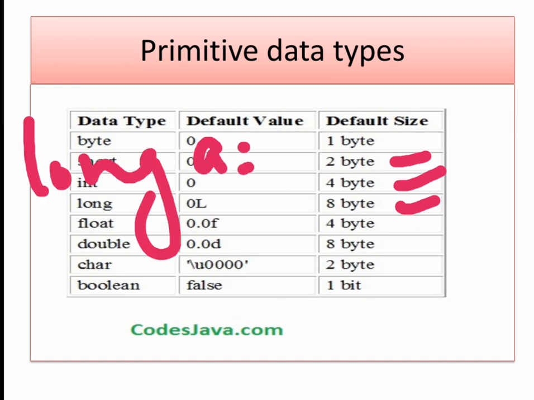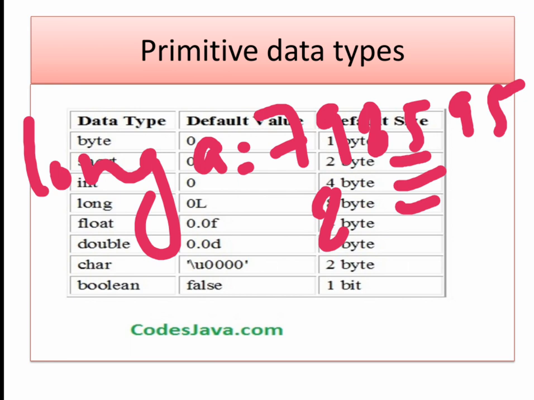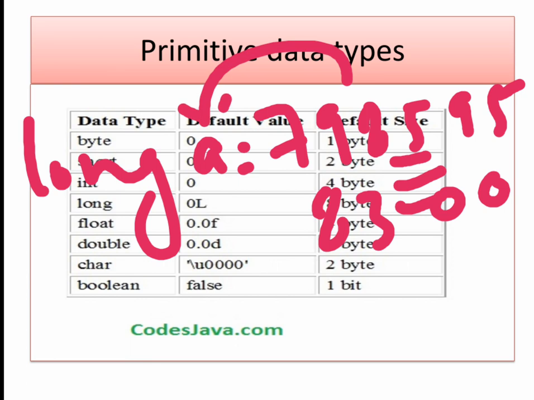7985958300. This is my number. It is stored in a, which is of long data type. I hope you understand. Normally we use int, but if we need to store the phone number of someone or something else, then we use the long data type. Is it okay?